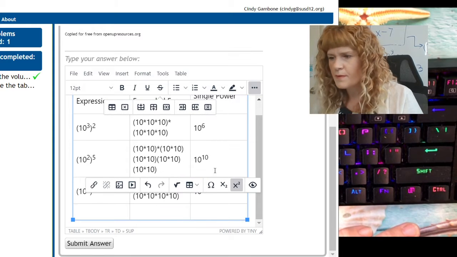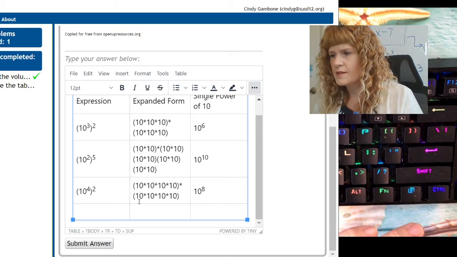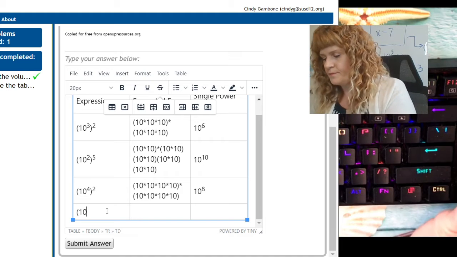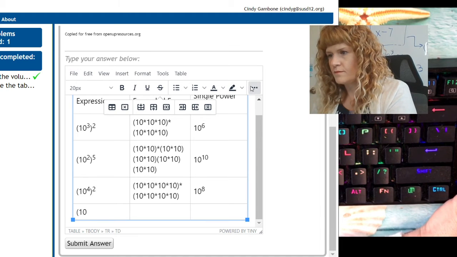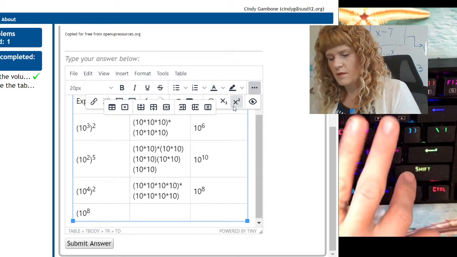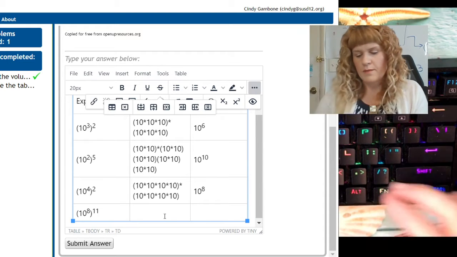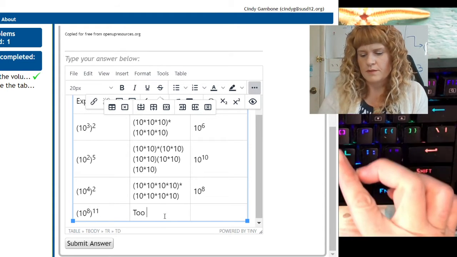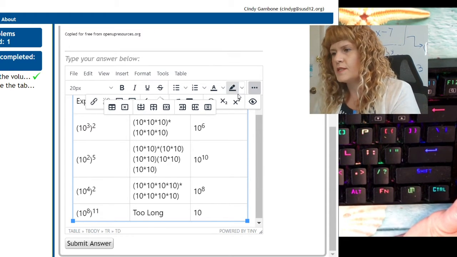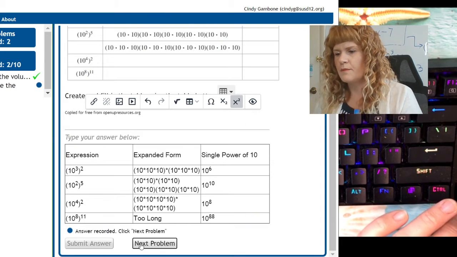One thing I don't like about this program is this toolbar stays there. It just does not disappear. Okay, next, 10 to the 8th power to the 11th power. And remember, we're not going to write that out because it is too long. But do show the simplified form, which is 10 to the 88th power. And submit your table.